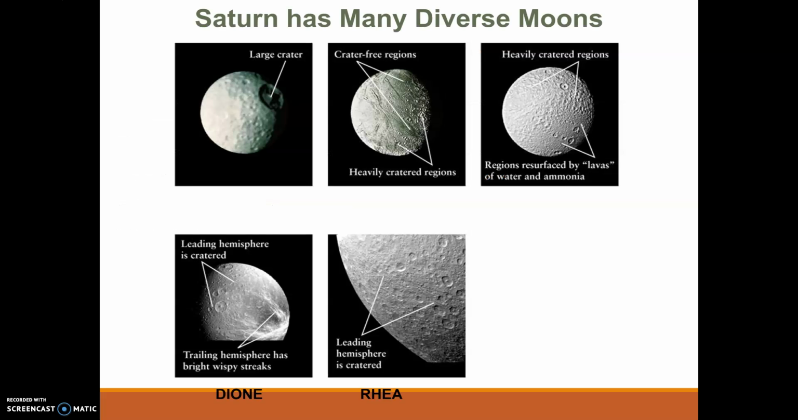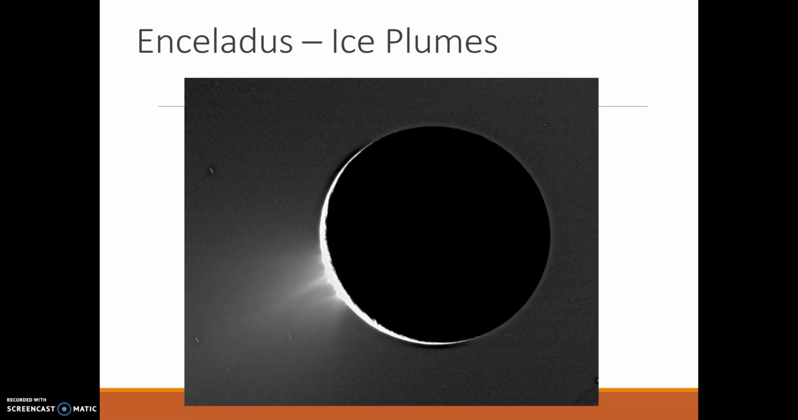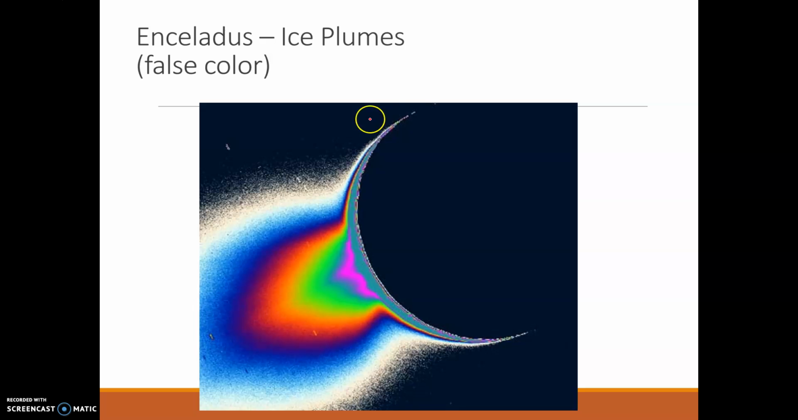So Saturn has a ton of diverse moons, and we're going to talk about a few of them here. So we can see some of the different features on here. We have large craters, we have zones without craters, heavily cratered zones. We kind of have differences in our hemispheres here, where we have one hemisphere that has many craters, and others with different things, like right here with our white wispy streaks on our moons here. Some of the moons here is Enceladus, with its icy plumes. We can see some of this interesting color that comes off of this moon as well.